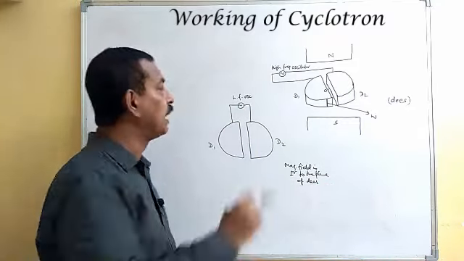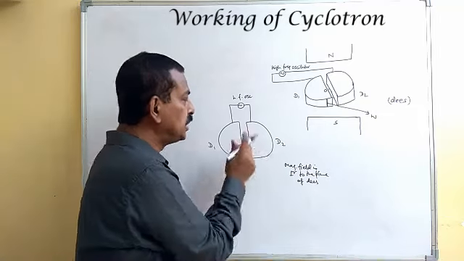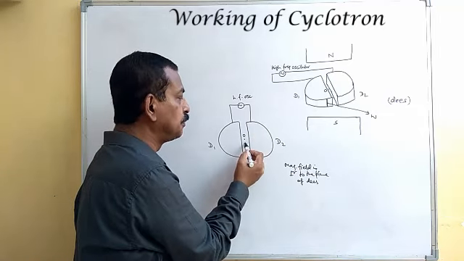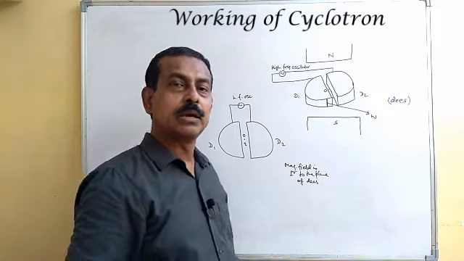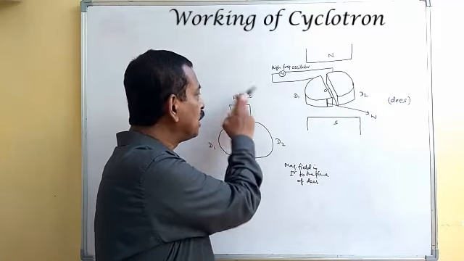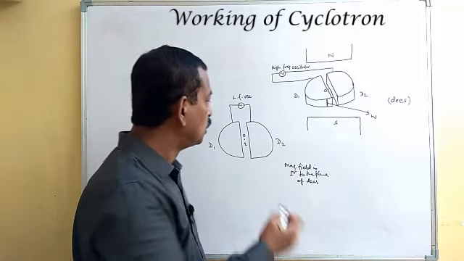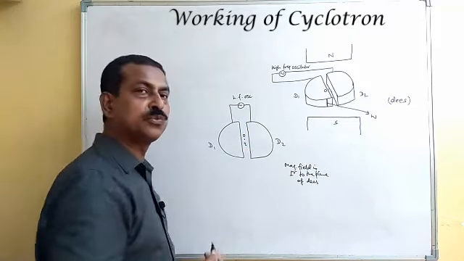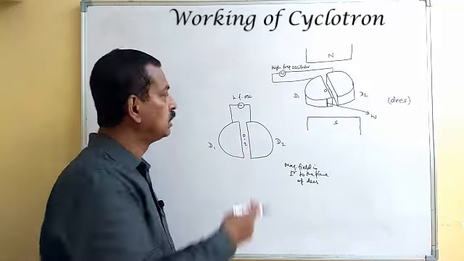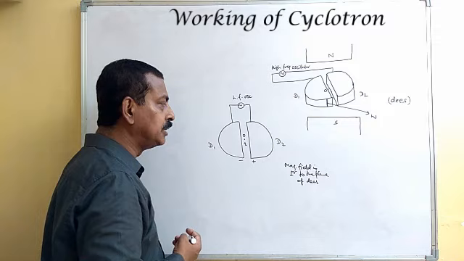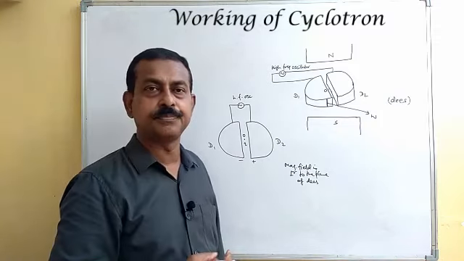Now if I take a charge which is released between the gap of the two Ds, suppose the charge is Q. As it is connected to a high frequency oscillator, there will be an electric field between the gap of the D. So this charged particle will experience force due to the field which is applied, and it will get accelerated. Let's assume that at any moment D2 is at positive potential and D1 is at negative potential.